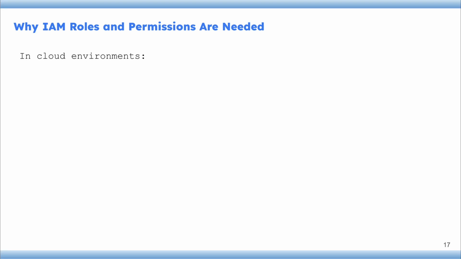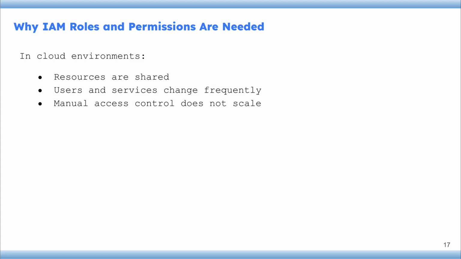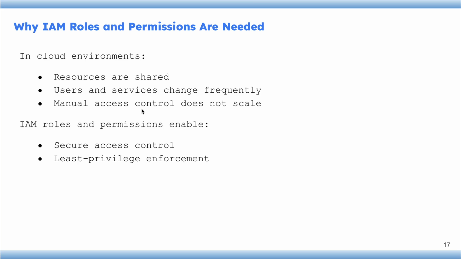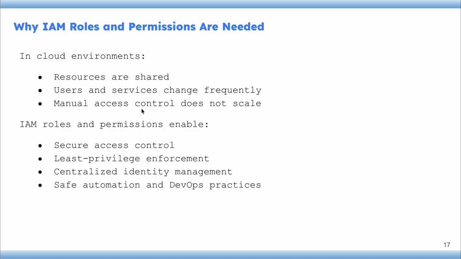In cloud environments, resources are shared, users and services change very frequently and very drastically, and manual access control does not scale at that level. So this is how the cloud environment operates, and IAM roles and permissions basically enable secure access control, least privilege enforcement, centralized identity management, and lastly safe automation, which includes DevOps practices as well. So this is why IAM roles and permissions are required.